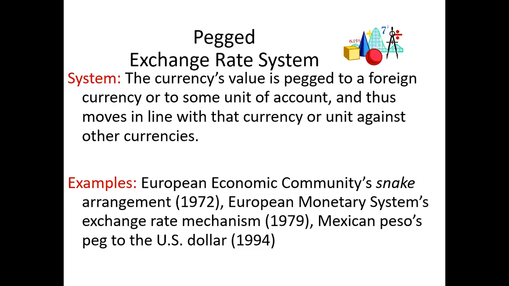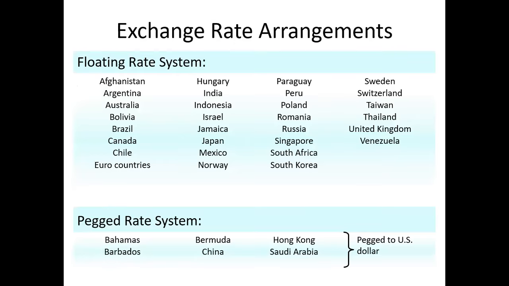So these are several exchange rate systems that have existed over the years. Some of these countries are practicing the floating, and back in those days, some of these countries down here are also practicing the peg, like Bahamas, Barbados, Bermuda, China, etc. They have pegged their currencies to the US dollar.